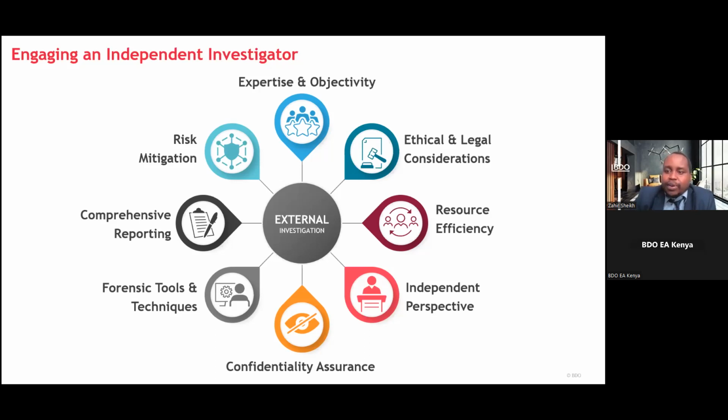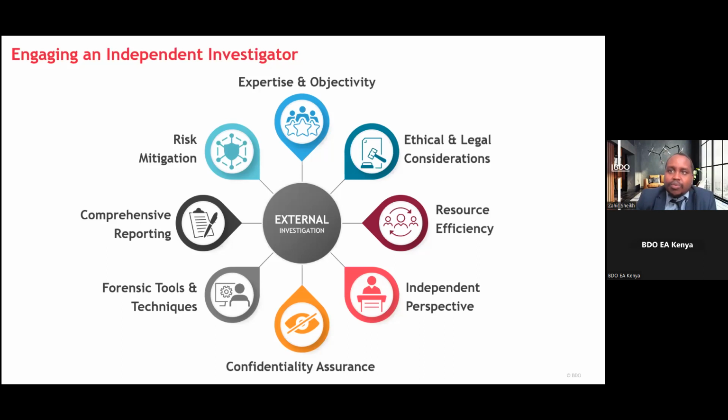The sixth key point is an efficient utilization of technology. So investigators who are external usually have access to advanced forensic tools and technologies, such as for computer imaging, forensic imaging, digital forensics, and such. And this ensures that they're able to collect and analyze digital evidence very efficiently. And they can even uncover evidence that is deleted, or evidence that is hidden.